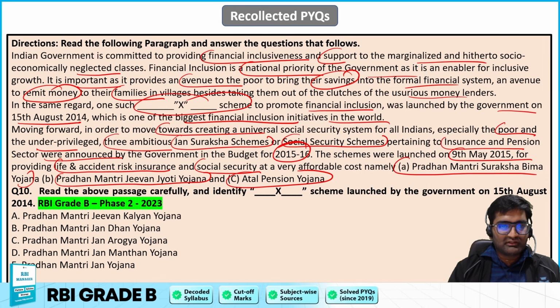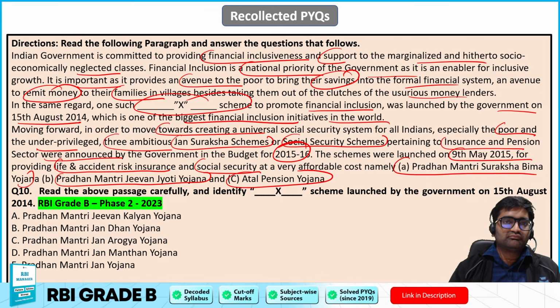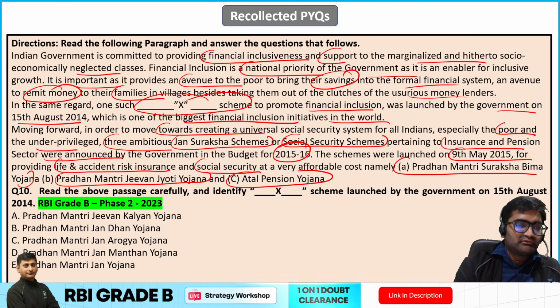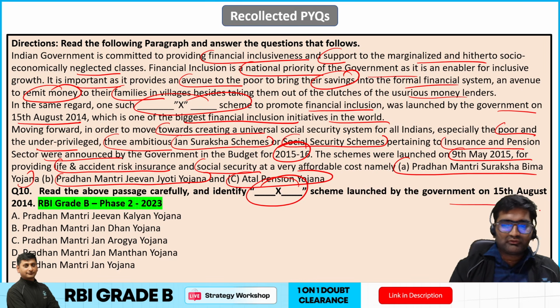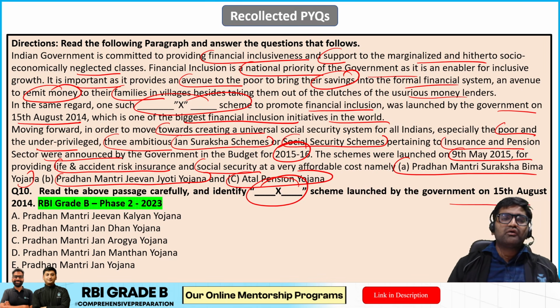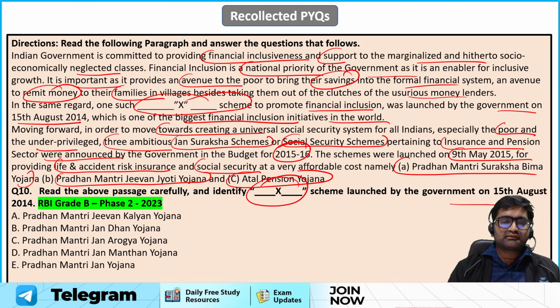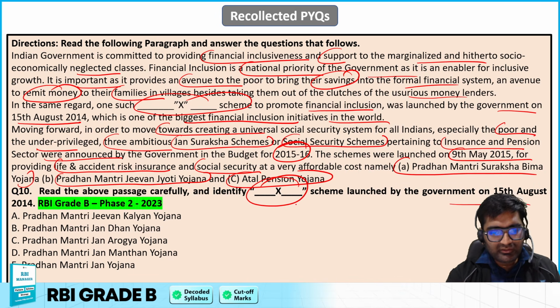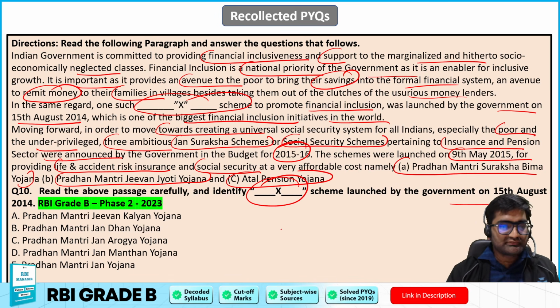Okay, so if we see over here, this is the biggest financial inclusion scheme initiative that is being talked about, that is X. So read the above paragraph and identify the X scheme launched by the government on 15th August 2014. There are various schemes, but one scheme actually surpasses every other scheme in India in terms of financial inclusion. That is the Pradhan Mantri Jan Dhan Yojana.